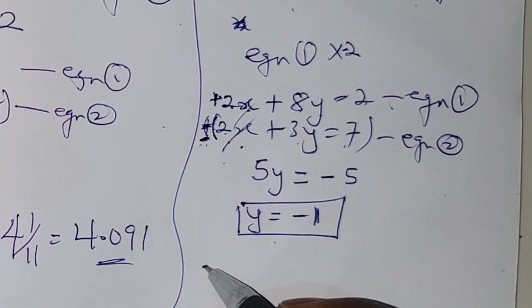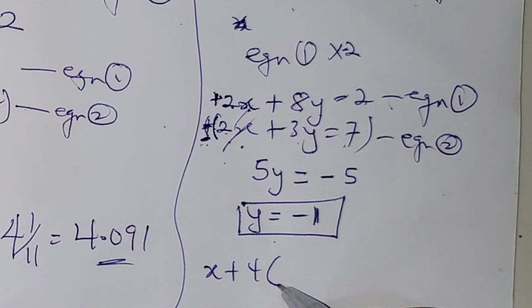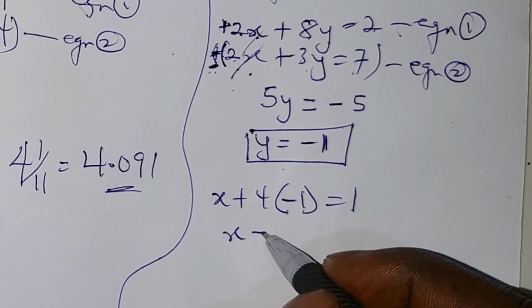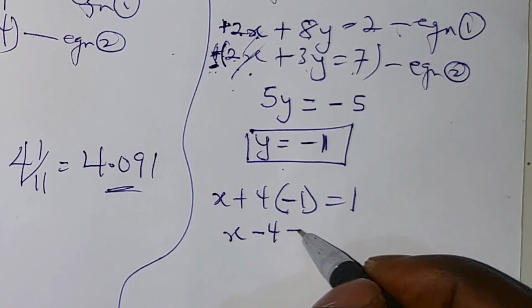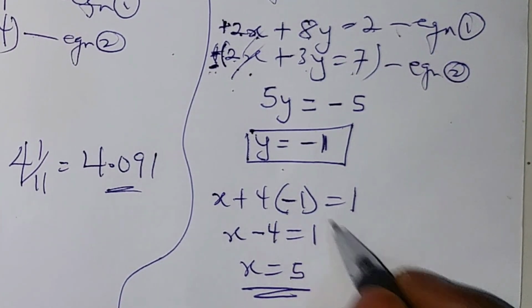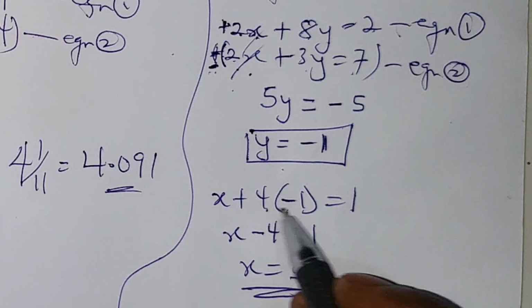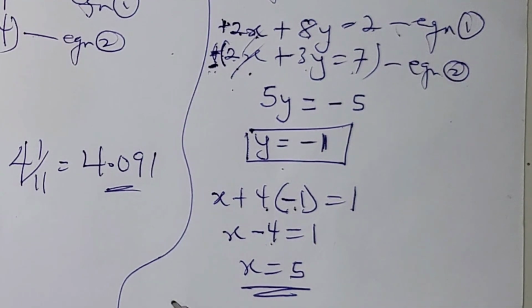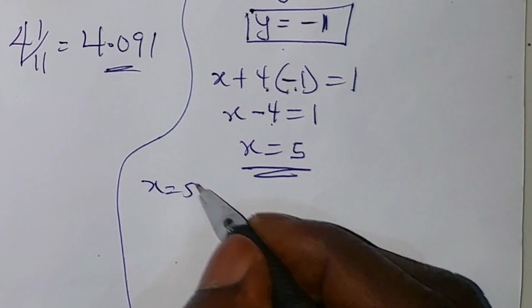So we have x plus 4 times (-1) is equal to 1. x minus 4 is equal to 1. So x becomes +5. You get it? This is -4, we move it here, we get +5. So the solution is that our x is 5 and our y is -1.